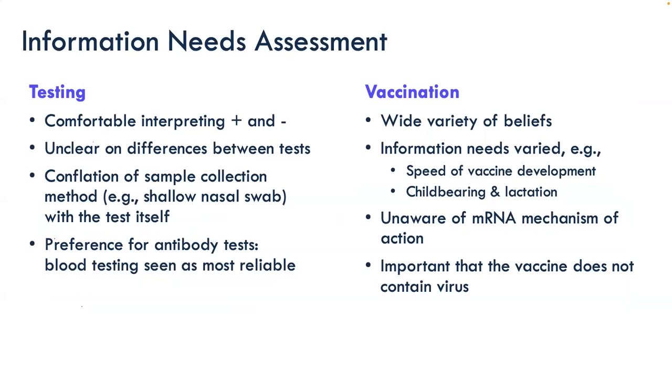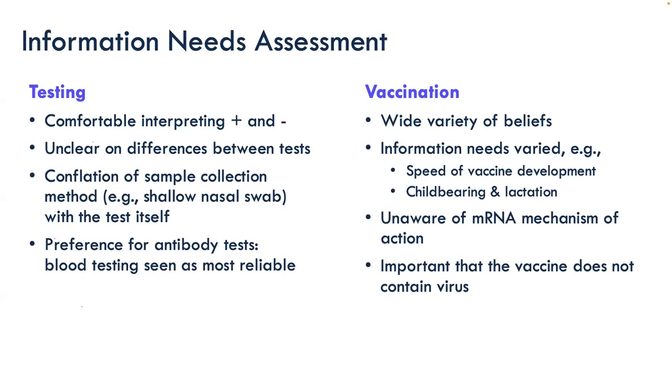In particular, they tended to conflate the sample collection method with the test itself, leading to confusion if the sample collection method changed. For instance, initially PCRs were only a deep nasal swab, but eventually they started to do shallow nasal swabs as well. Is it the same thing? People got confused. Many of our participants preferred antibody tests because they believed that a blood test would be the most reliable. This is important because antibody tests are not diagnostic, right? And therefore they're not useful for preventing the spread of the disease.